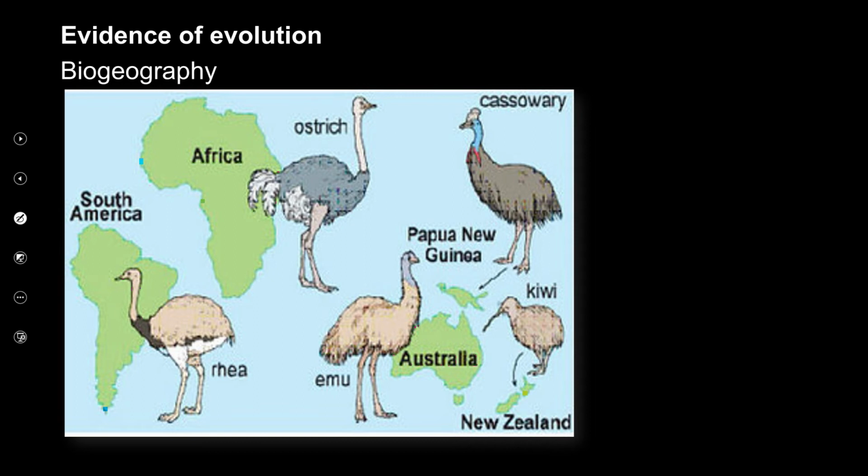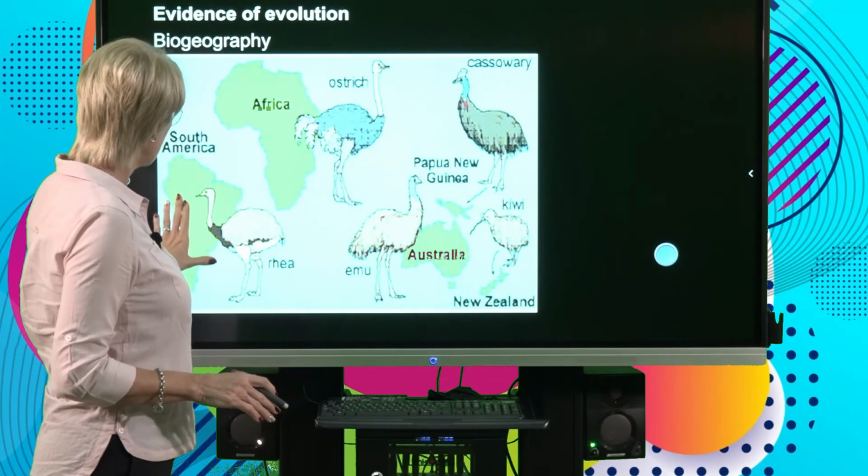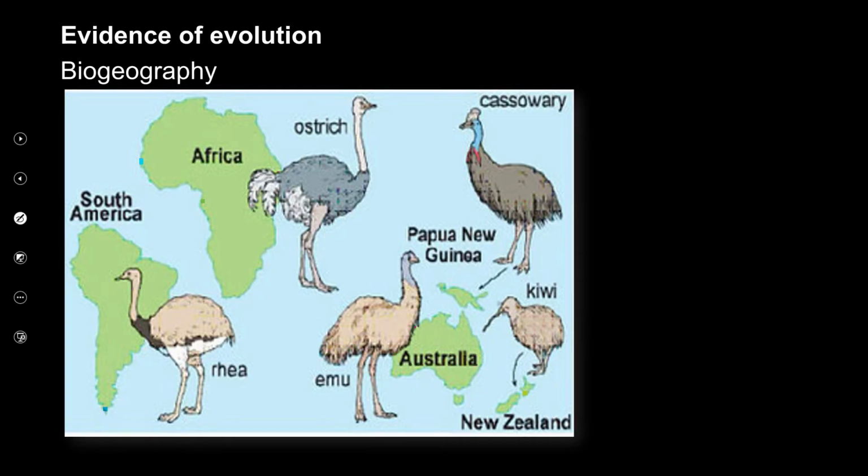However, they are found in regions that have huge distances between them. The rhea is found in South America, the ostrich in Africa, the emu in Australia, the kiwi in New Zealand, and the cassowary in Papua New Guinea. And what we know about these birds is that they're flightless. So they couldn't have flown these distances to the different regions that we find them in today. So when we have a look at this, we see that there are characteristics in common. So we assume that they have come from a common ancestor, which then means that they must have emerged or evolved from that common ancestor in a particular region.